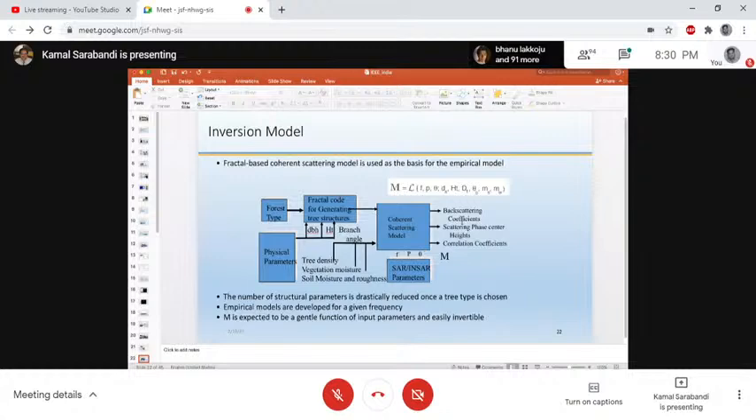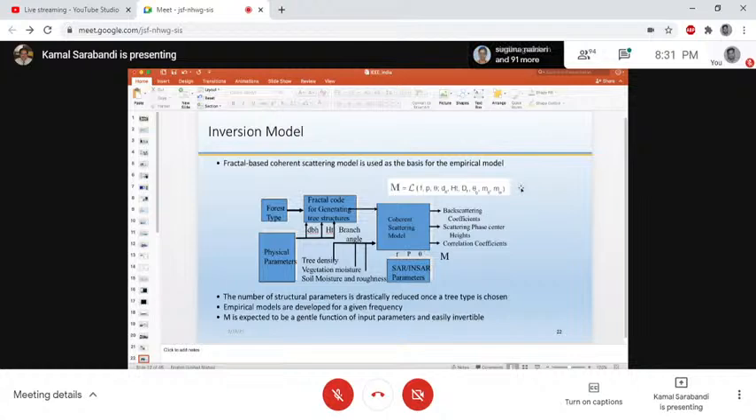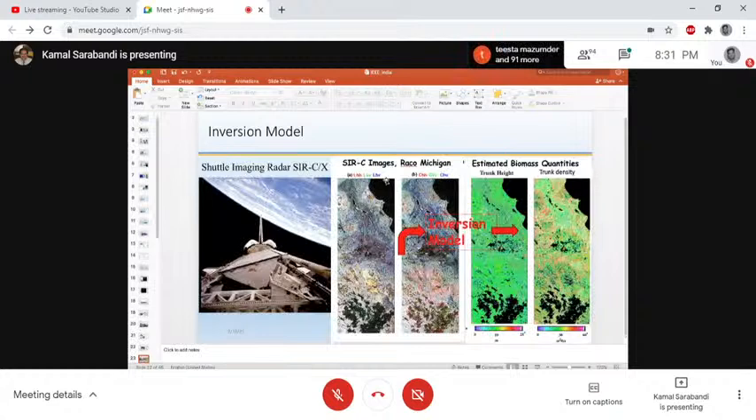One thing I wanted to mention is that when you derive a statistical model, these statistical models become very smooth functions of physical parameters. So you can develop a simple empirical model, piecewise linear, for example, or quadratic models that relate the backscattering coefficient to radar parameters and target parameters. And then they are much, much easier to invert. So we use these for the inversion.